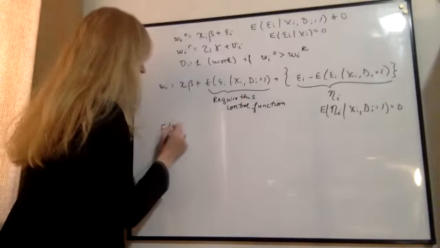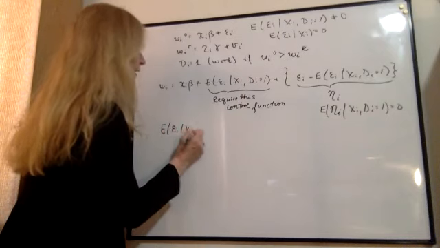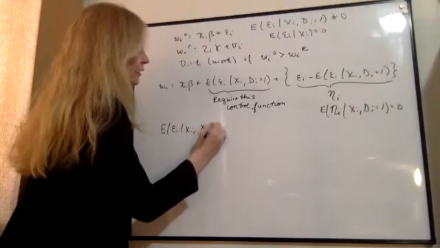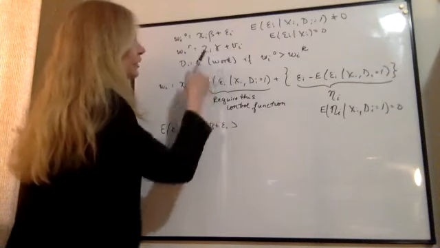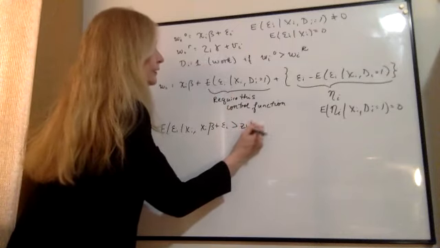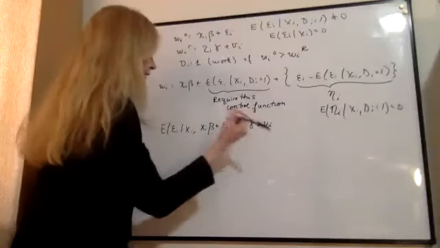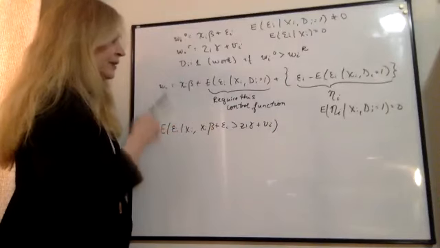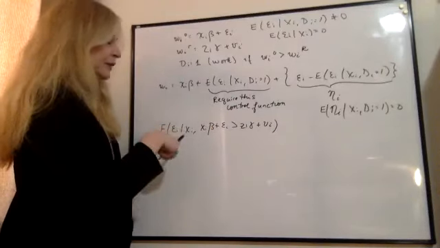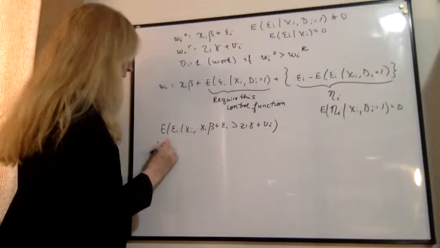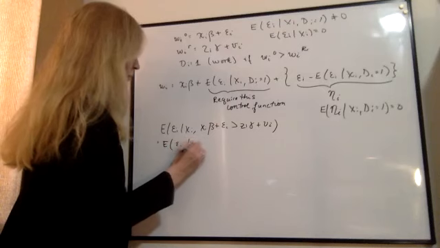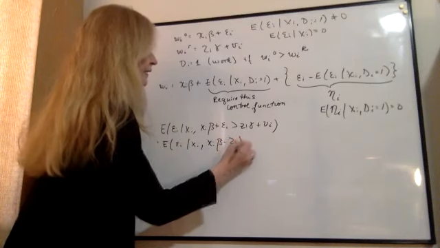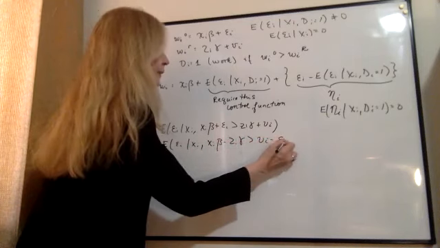So E of epsilon i given xi, di equals 1 means the wage offer exceeded the reservation wage. So I just put in what that means. This is equivalent to saying di equals 1 because it carries the same information. Okay, and then you put all of the observable elements on one side, the unobservable elements on the other side. So this is xi beta minus zi gamma is greater than vi minus epsilon i.